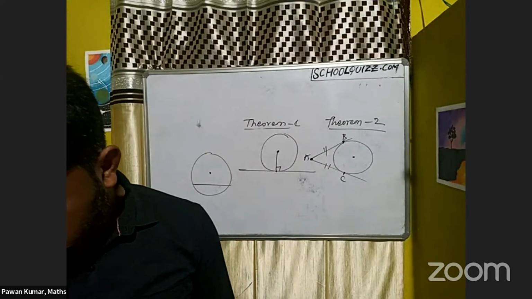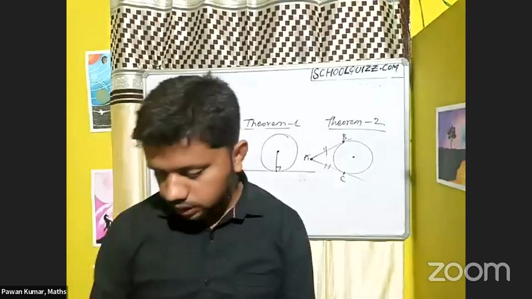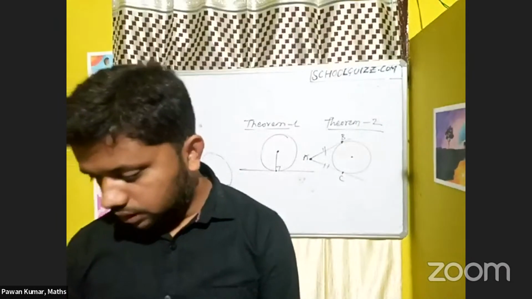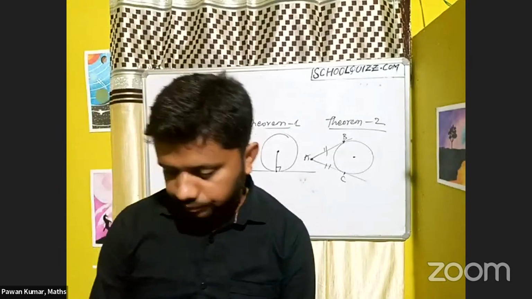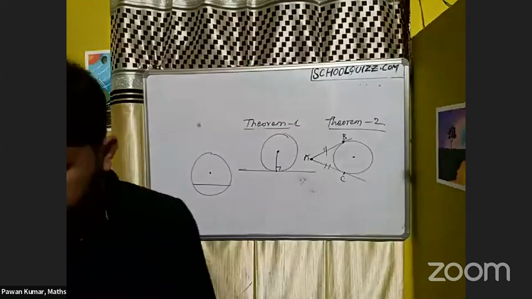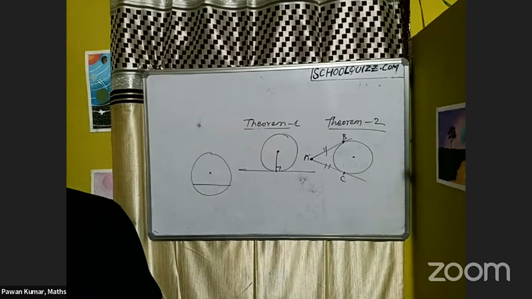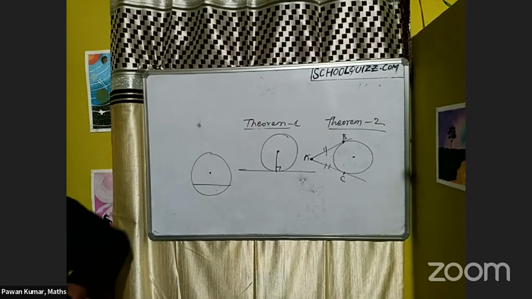Draw the circle of radius 2.4 centimeter. Take a point P on it, and without using the center of the circle, draw the tangent to the circle at point P. Suppose, sir, what are they asking you? So to draw a tangent without using the center of the circle. So how can you do that?